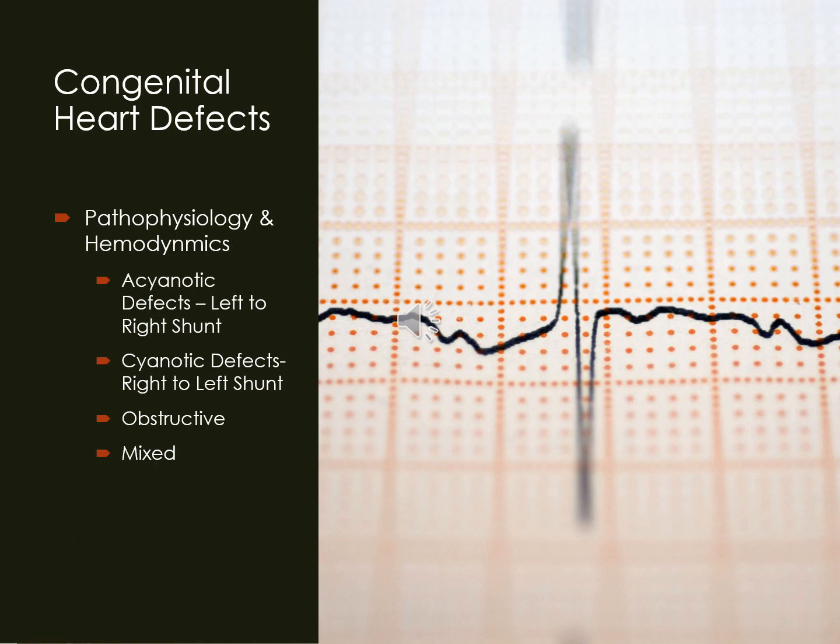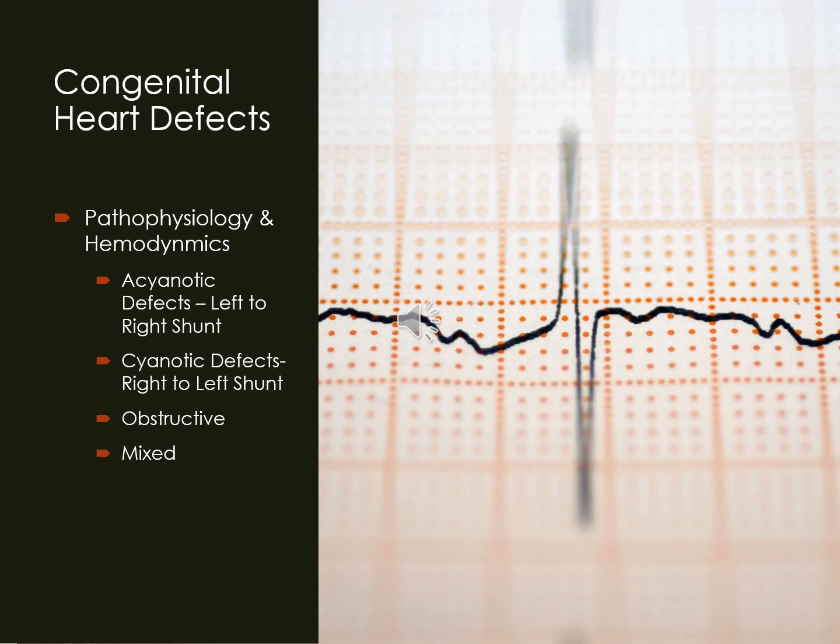So with obstructive congenital heart deficits, that can lead to a decrease in cardiac output, and it prevents the free flow of blood through the heart. Some things like tricuspid atresia, pulmonic stenosis, aortic stenosis, and coarctation of the aorta are seen.